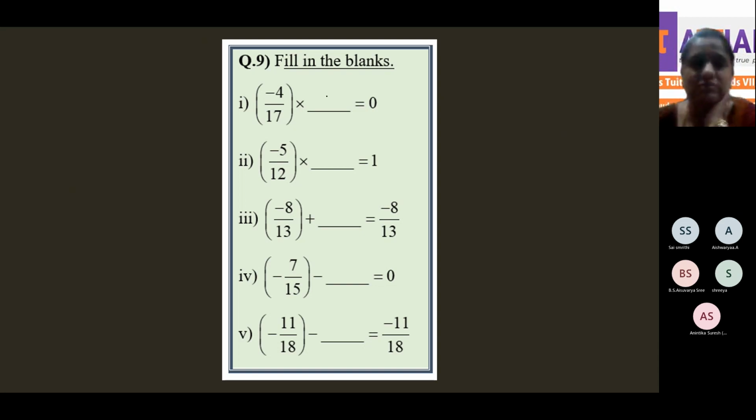Shreya, first one. Just a second. Minus 17 by 4. I'll give you another chance, Shreya. You can correct yourself if you think you're wrong.